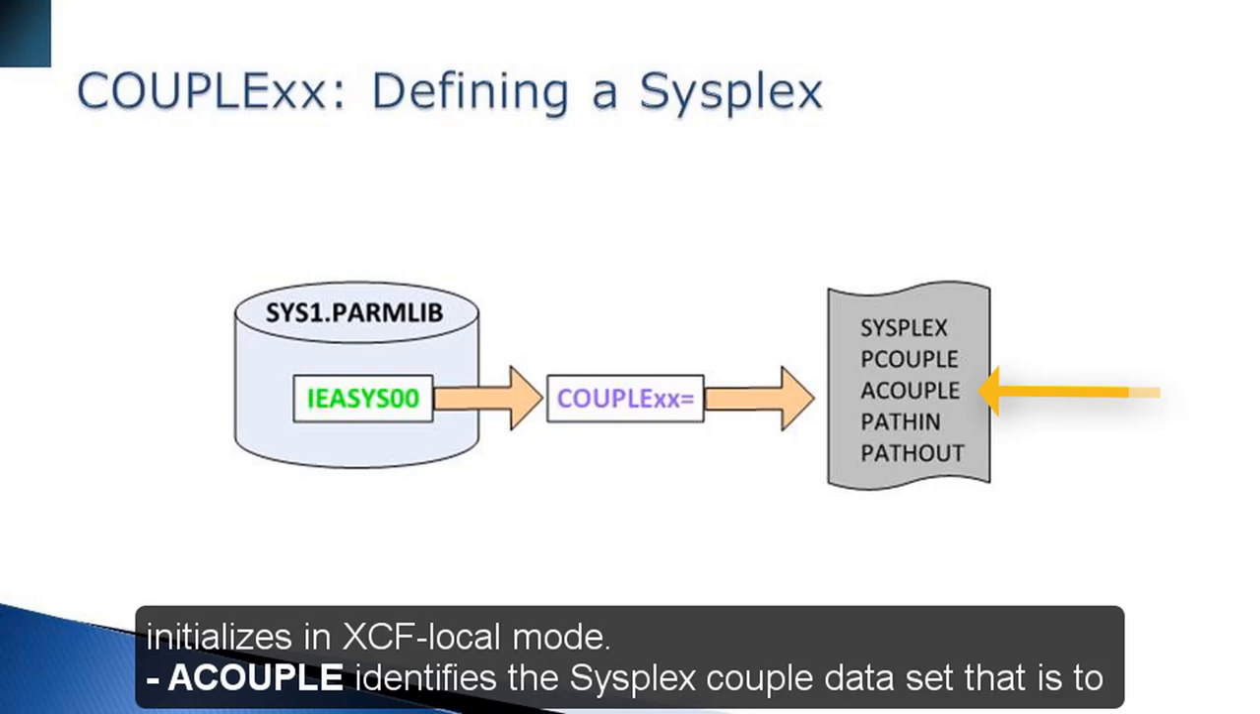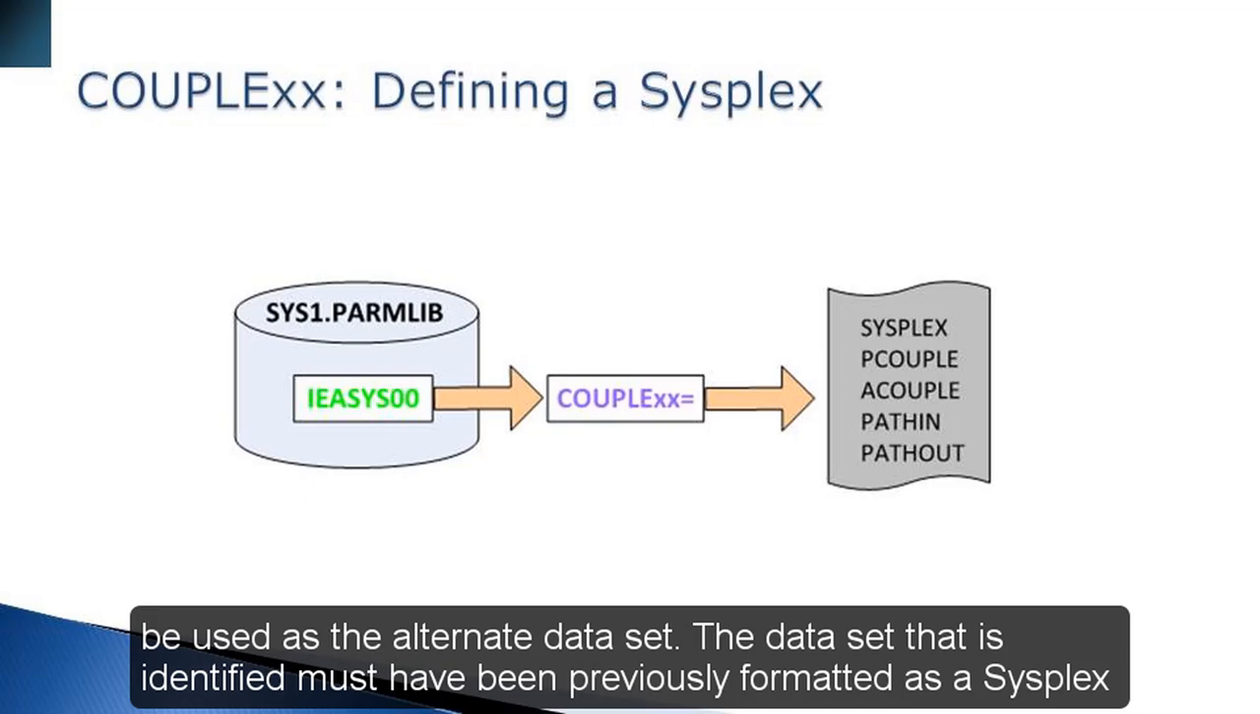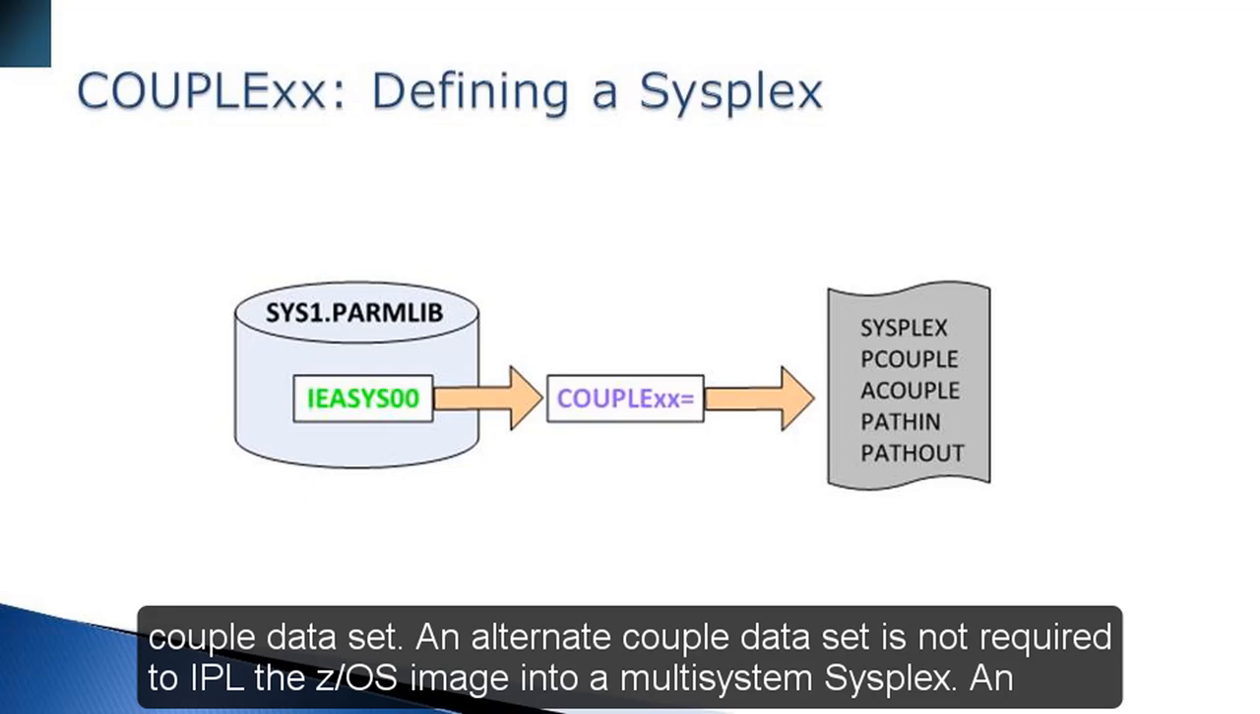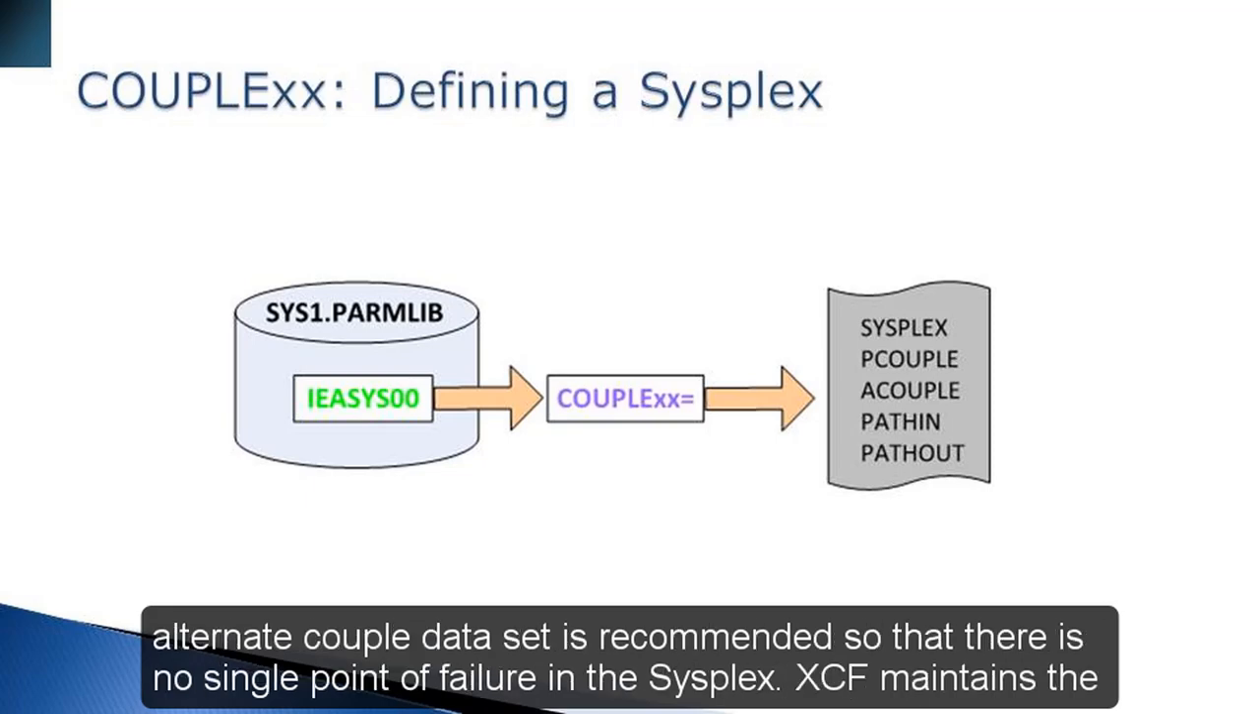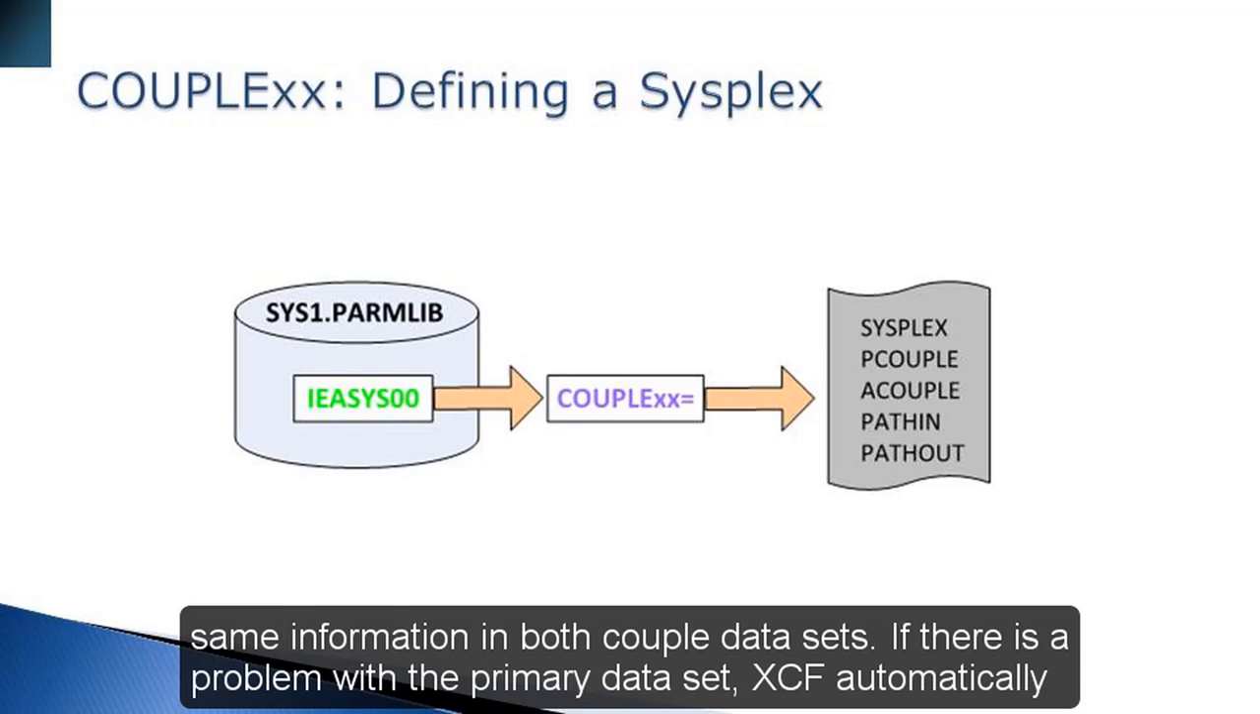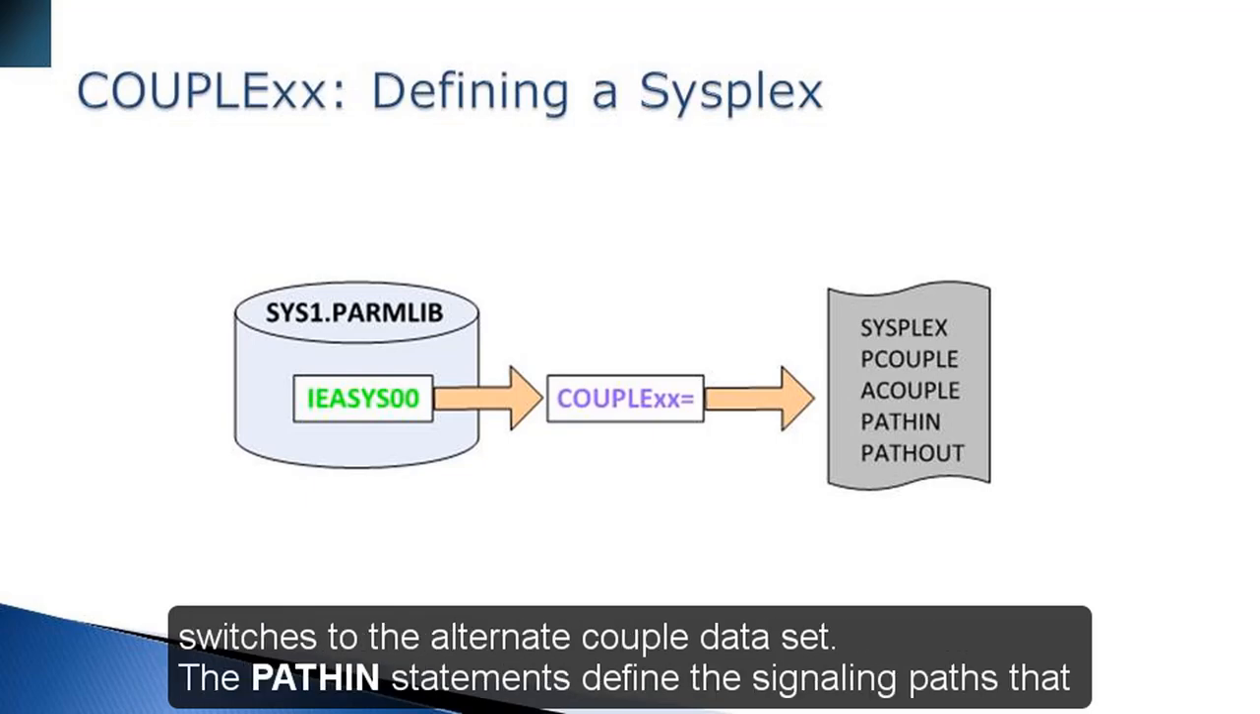ACOUPLE identifies the Sysplex couple dataset that is to be used as the alternate dataset. The dataset that is identified must have been previously formatted as a Sysplex couple dataset. An alternate couple dataset is not required to IPL the z/OS image into a multisystem Sysplex. An alternate couple dataset is recommended so that there is no single point of failure in the Sysplex. XCF maintains the same information in both couple datasets. If there is a problem with the primary dataset, XCF automatically switches to the alternate couple dataset.